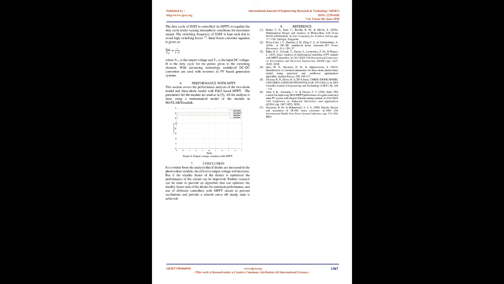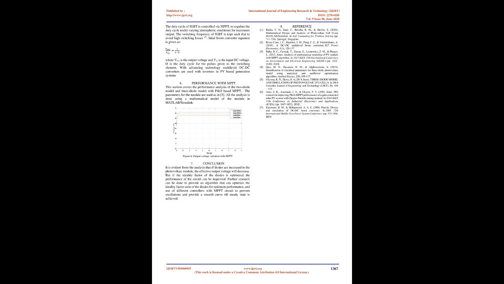6. Performance with MPPT. This section covers the performance analysis of the two-diode model and three-diode model with P&O-based MPPT. The parameters for the module are used as in 5. All the analysis is done using a mathematical model of the module in MATLAB/Simulink. Figure 6, Output voltage variation with MPPT.